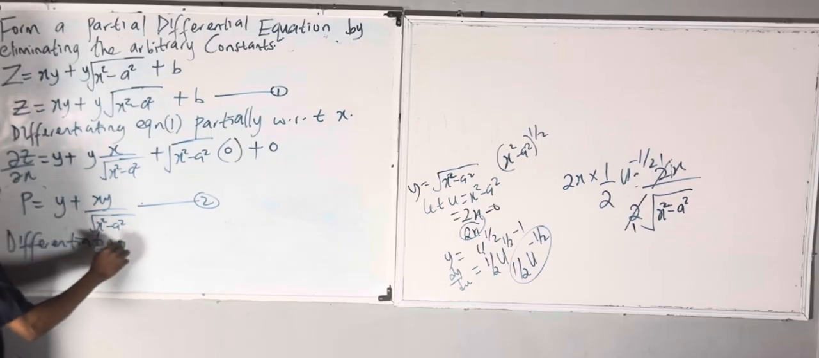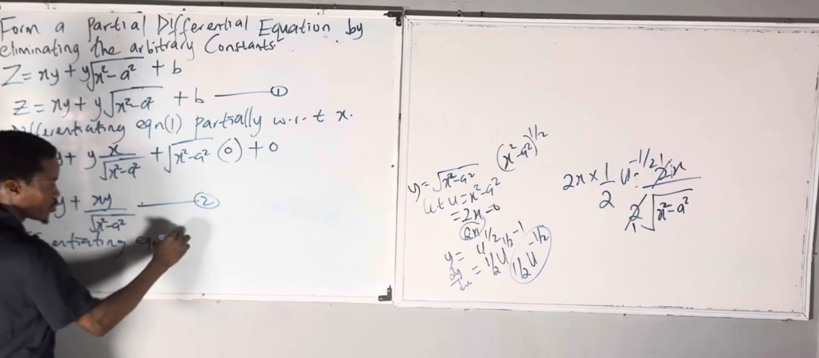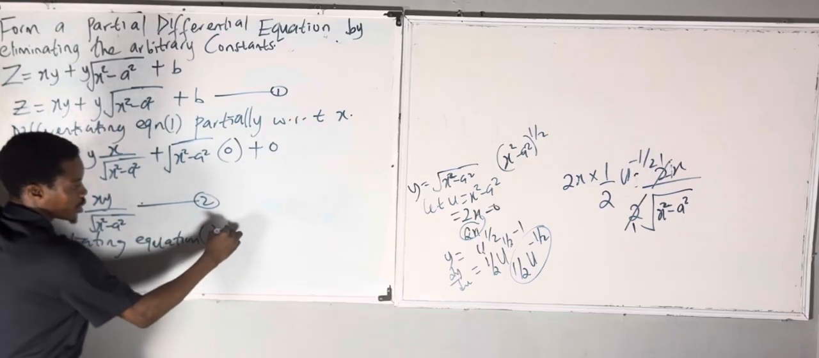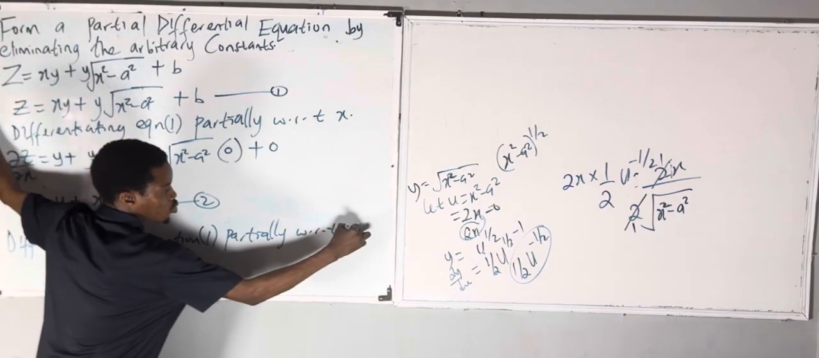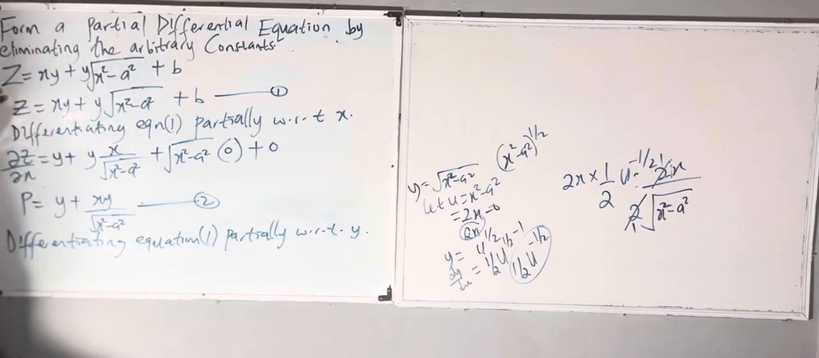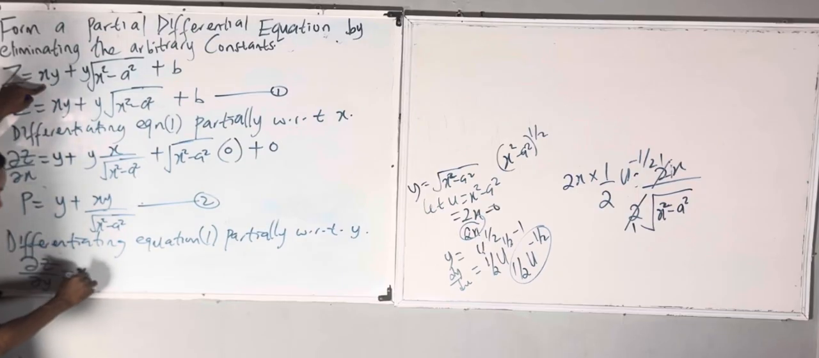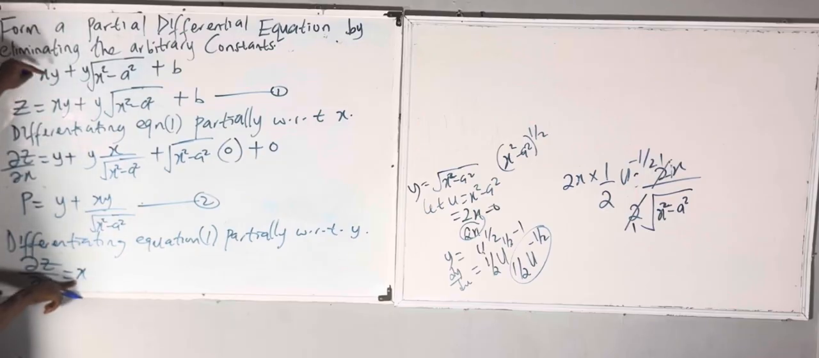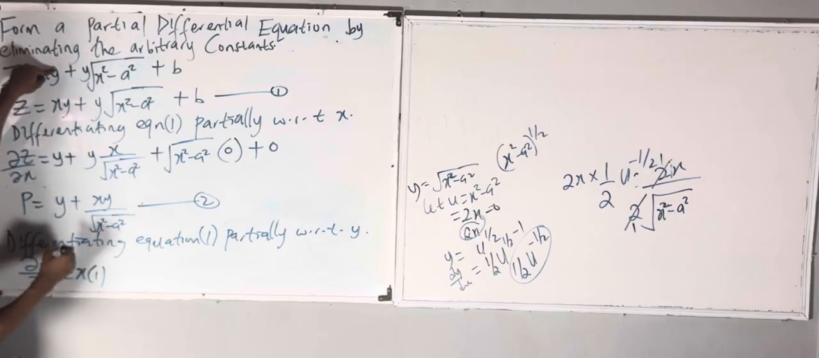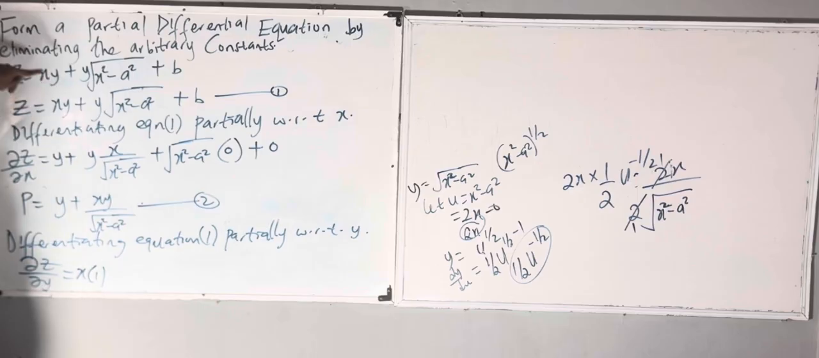Differentiating equation 1 partially with respect to y. So it means if I differentiate z, I'm going to have partial z over partial y, or dz over dy. If I take x here and differentiate y, I'm going to have 1 with respect to y. Plus, if I take y and differentiate x, I'm going to have 0. Everything will be 0. It's a product.